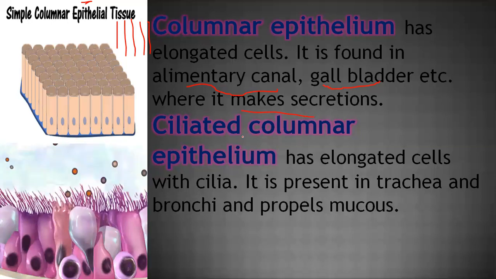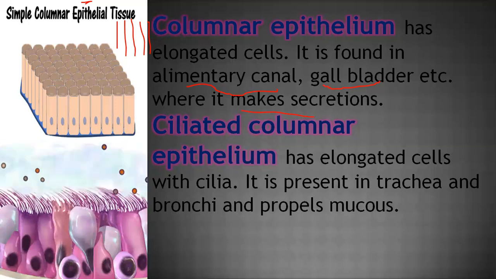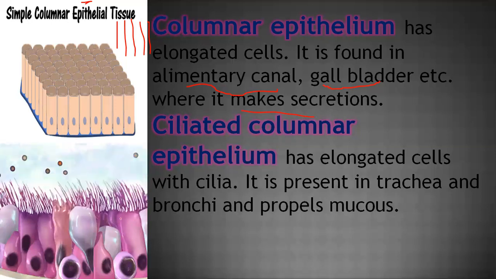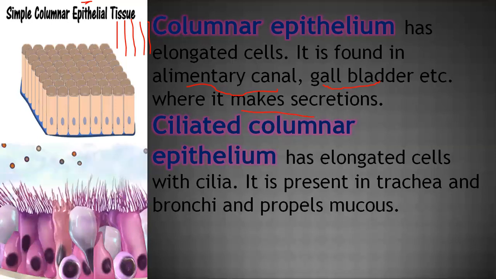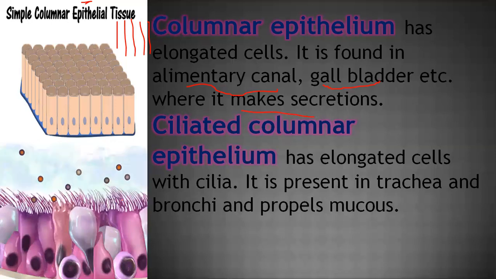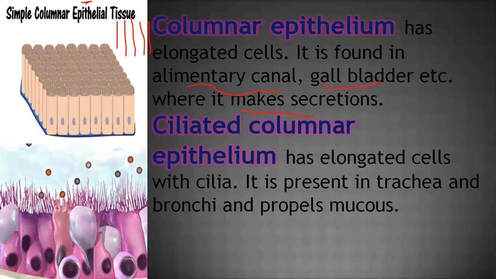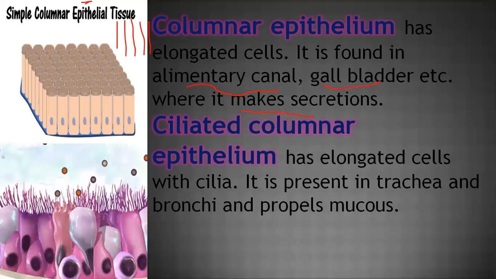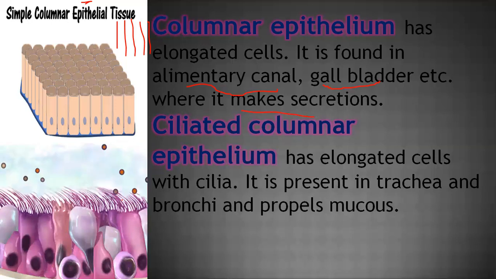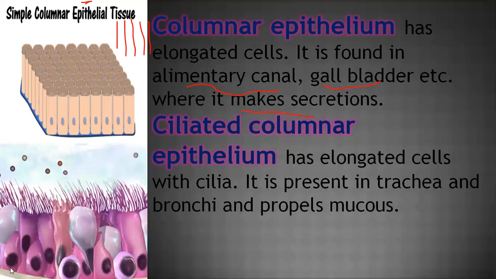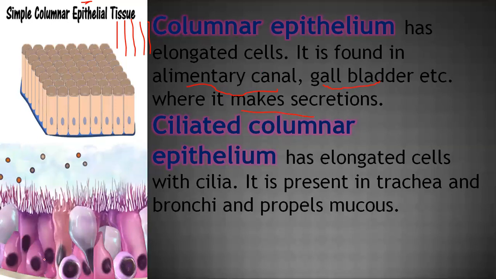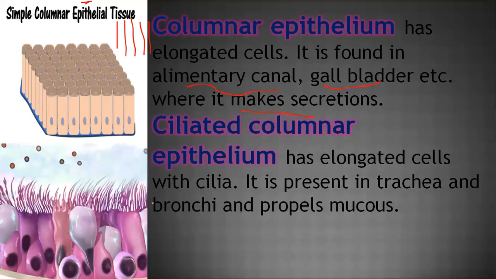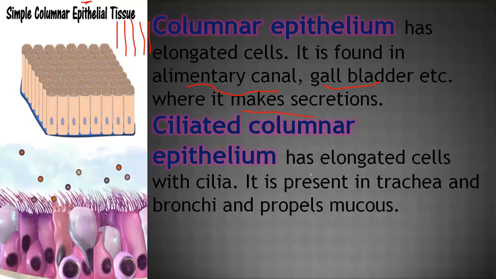Next one is ciliated columnar epithelium. You can see these are also epithelia. We can say columnar cells means elongated cells, but they have cilia on them. We talked a lot about cilia in the previous lecture. Cilia means very small hair-like projections, hair-like outgrowths on the cells. So these are called ciliated columnar cells. These are elongated with cilia or hair-like projections.